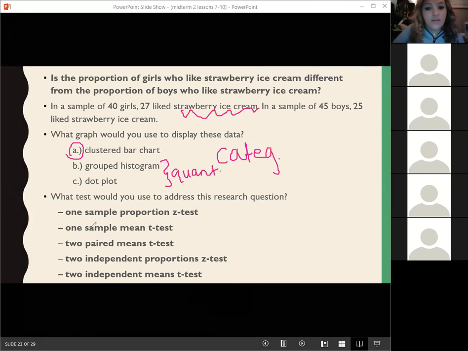And then for our second one, it's going to be two independent proportions z-test. Remember, we have two different proportions here. We have 27 out of 40 girls, and for the boys, we have 25 out of 45 boys. Those are our two different proportions, and they are independent because they don't affect one another. That's why it's a two independent proportions z-test. So good job. You guys definitely understand that one.